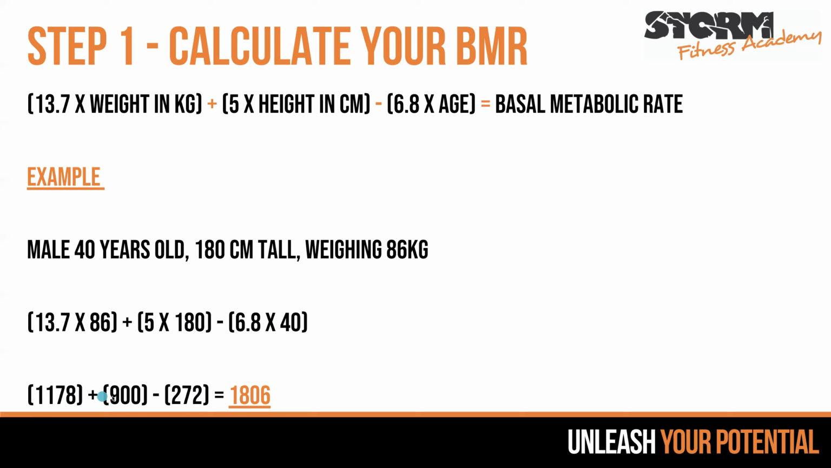So I add the first 2 together, 1178 plus 900. Make sure you hit equals when you do this on your calculator, then minus the third one, which for me was 272. So that comes out as 1,806 calories. So that is my client's basal metabolic rate. So if you haven't finished that yet, just hit pause. I'm going to move on to step 2.